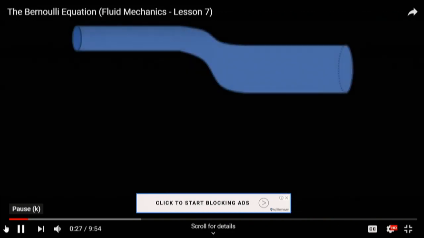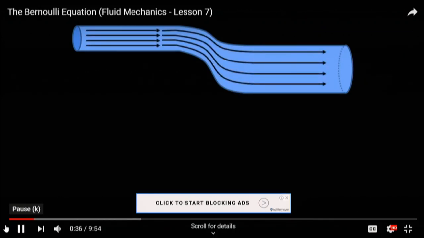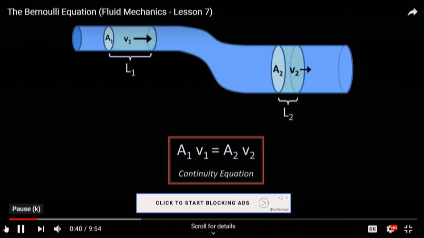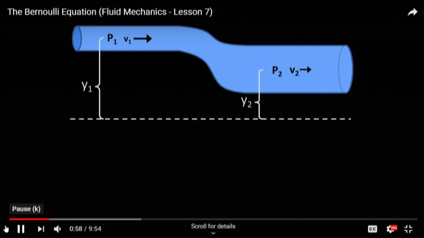In the last lesson on the continuity equation, we started with a fluid conduit of variable cross-sectional area in which some non-compressible liquid was traveling left to right. And we looked at how the product of the cross-sectional area and the velocity in one segment must be equal to the product of the cross-sectional area and the velocity in another segment. For the Bernoulli equation, we're not directly interested in the cross-sectional area in each segment anymore, but rather the velocities, the pressure, and the height of the fluid above some arbitrary zero level.